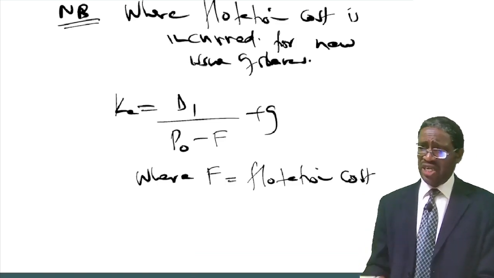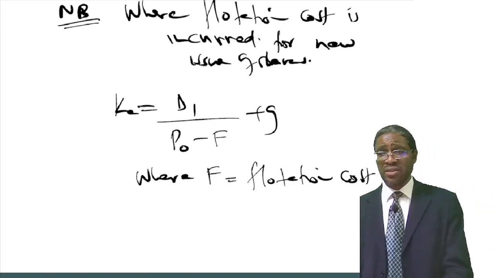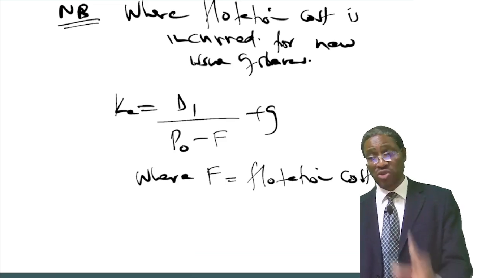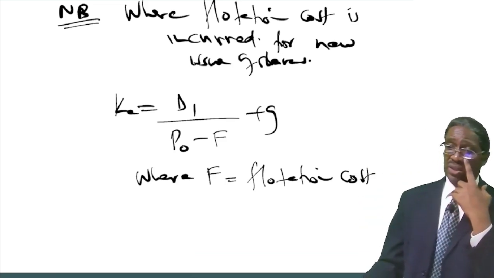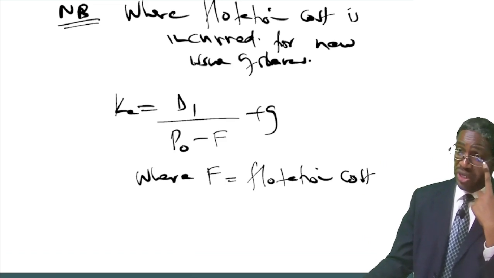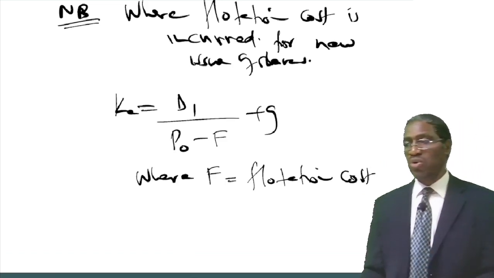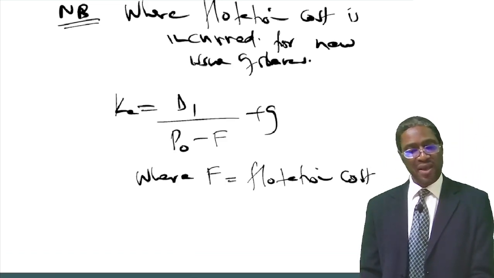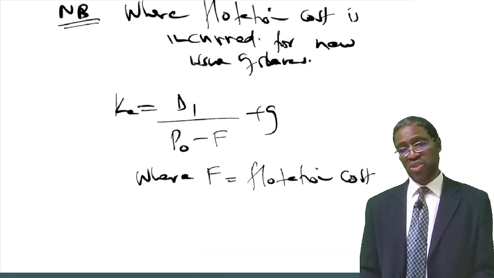So that is the second formula for getting the cost of capital, using the dividend growth model. It's the most common one, the most commonly used approach.